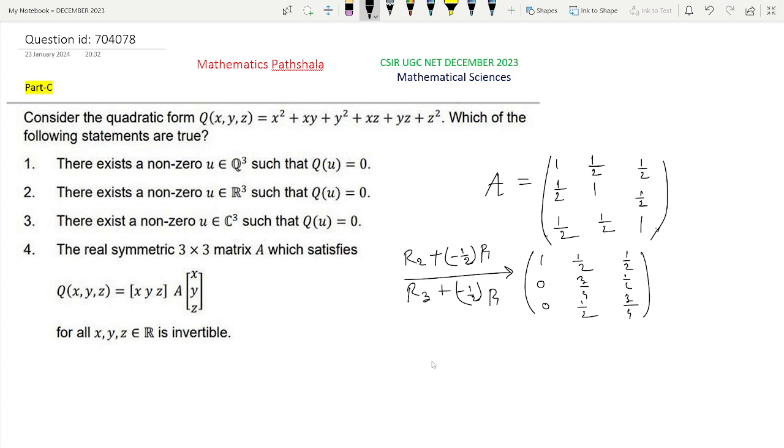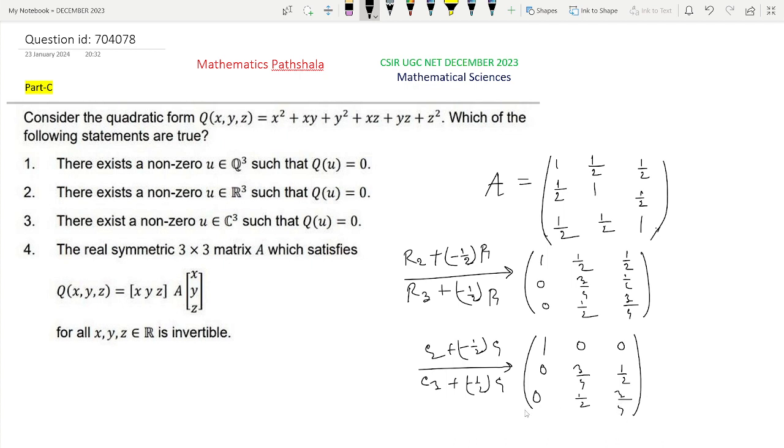Then the similar operation for columns, so it will be C2 plus minus half C1 and C3 plus minus half C1, similar to the row operation. So then we will have the first column unchanged, 1 0 0. This is 0, 3 by 4, half, and 0, half, 3 by 4.